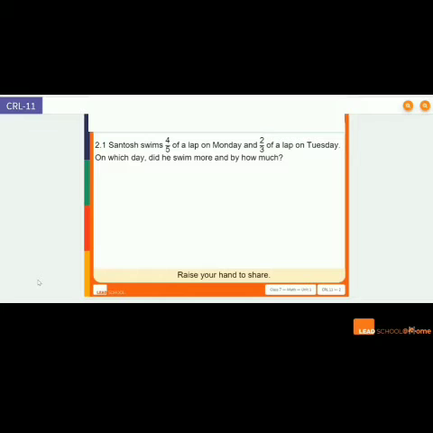Think of the logic, huh? When I see some keywords like more and how much, I'll have to guess what operation I'm going to use. One minute up.